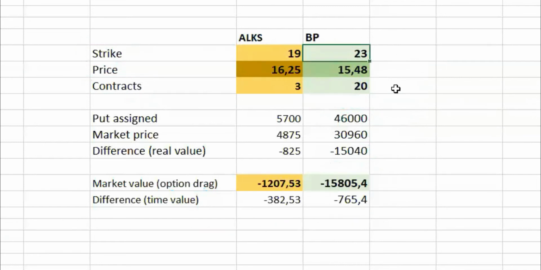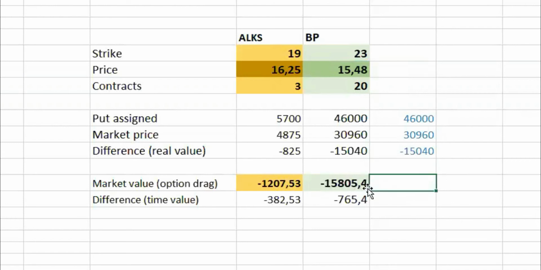We'll do the calculations here on the right hand side again to make it even clearer. If the puts were assigned to us, we would be paying the strike of the put, which is 23, times the number of contracts times 100 shares per contract, 46,000. If the shares were to be sold to the market at the price that they are trading at today, which is 15.48, we would be getting this price times 20, number of contracts, times 100.